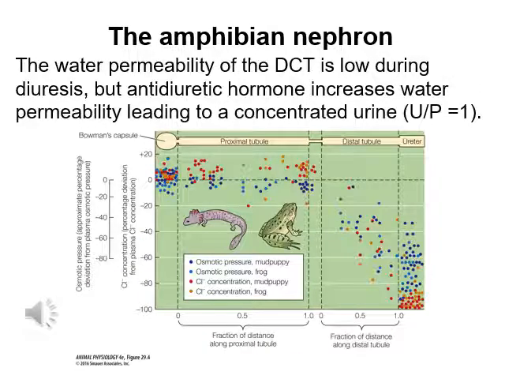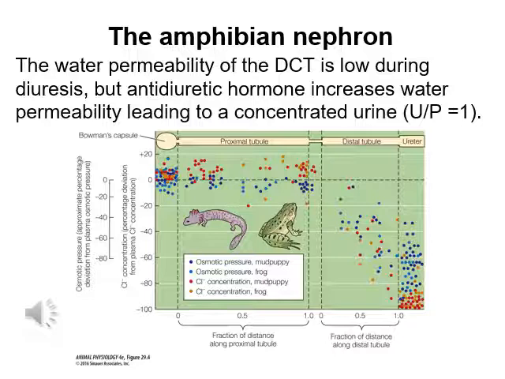This figure shows the difference in osmotic pressure and chloride concentration between the urine and the plasma in a mud puppy and a frog at different positions along the nephron and in the ureter. You can see that in the Bowman's capsule and along the proximal convoluted tubule, the osmotic pressure and chloride concentration is pretty much the same as you would find in the plasma, so it's isosmotic, and the U/P would be 1.